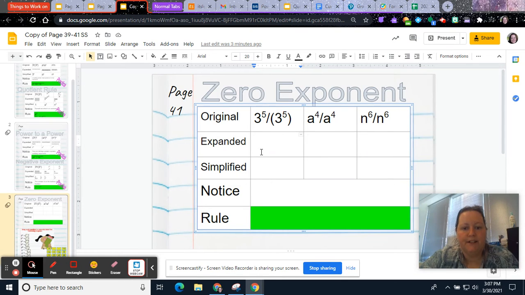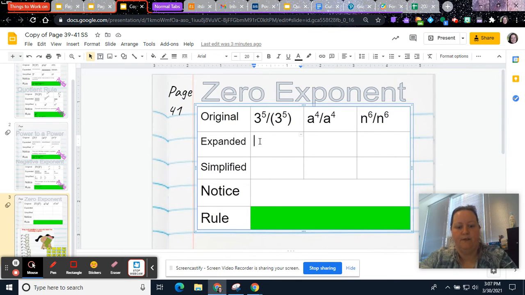Okay, now I want to talk about the zero exponent. We're going to use what we have already done here. And so we would know that when we're dividing exponents, or dividing powers, we're subtracting the exponents if they have the same base. So in this case, it would be 3 to the 5 minus 5 power, which equals 3 to the 0 power.